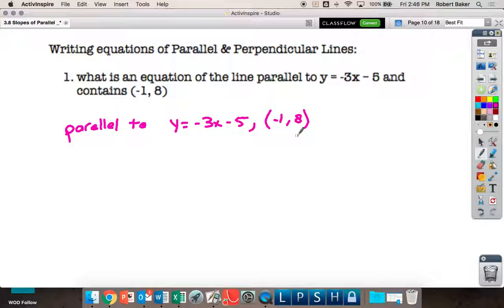Hold on, Tim, what do you have? They have to have the same slope, so you already have the slope. So then with the slope and a point. What is the slope? Negative 3. Okay, so step one accomplished. I need my slope to be negative 3. That is step one.